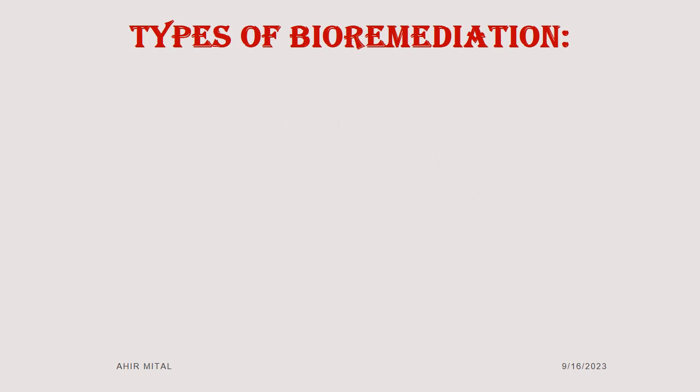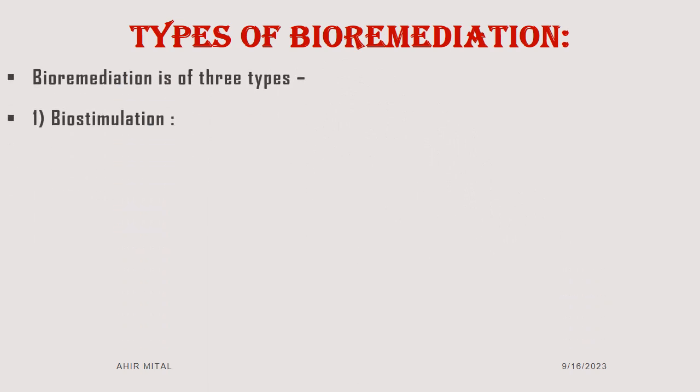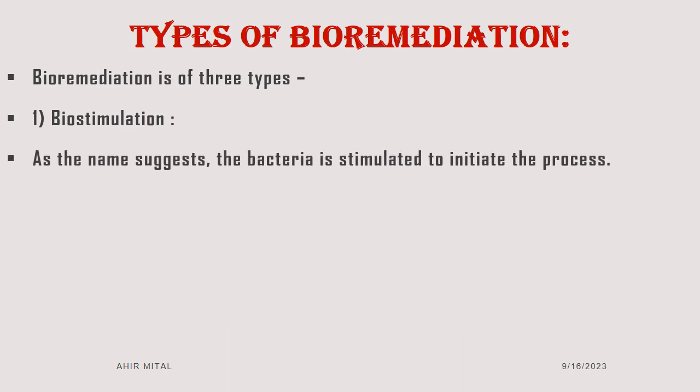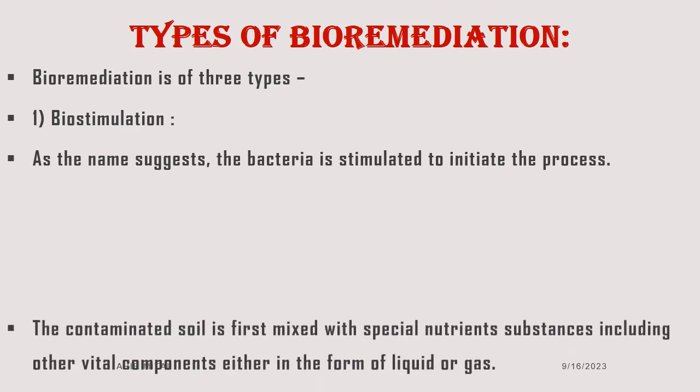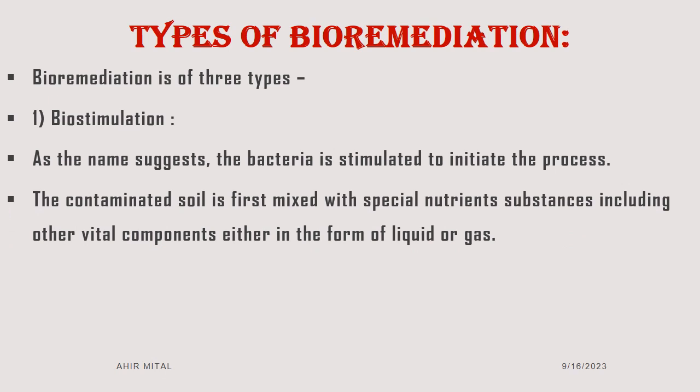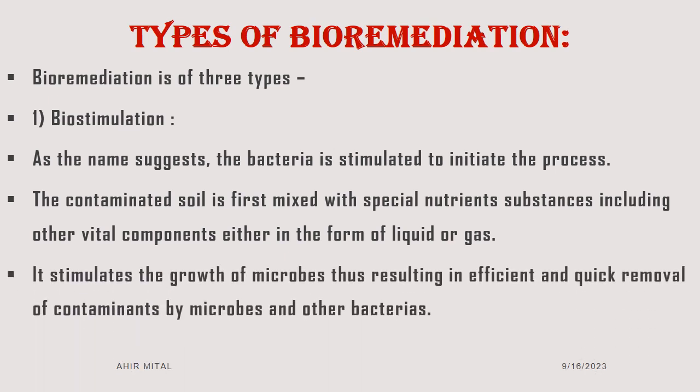Next one is types of bioremediation. Bioremediation is of three types. Number one is biostimulation. As the name suggests, the bacteria is stimulated to initiate the process. The contaminated soil is first mixed with special nutrients, substances including other vital components, either in the form of liquid or gases. It stimulates the growth of microbes, thus resulting in efficient and quick removal of contaminants by microbes and other bacteria.